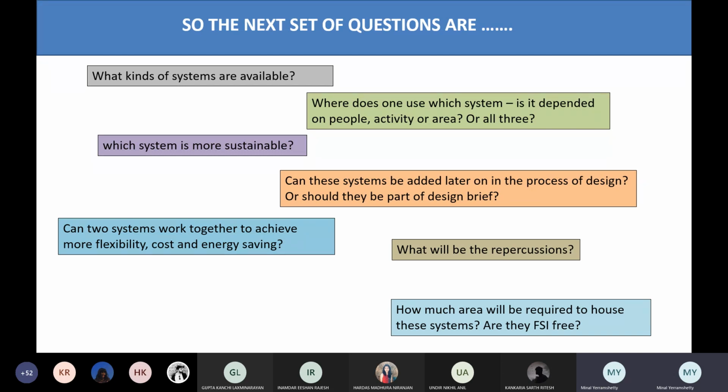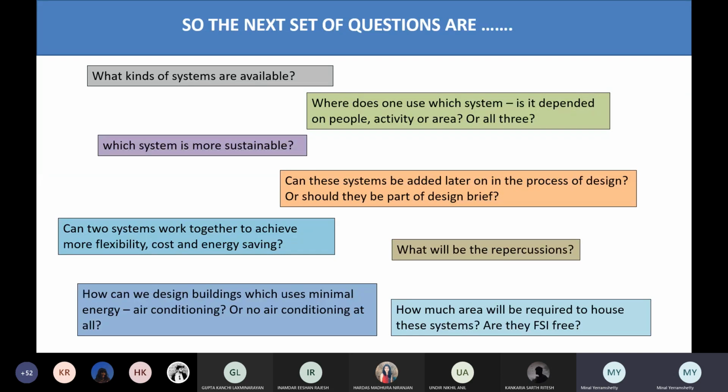And I'll show you the pictures to understand what areas these machines require, okay? Which I also showed you last time. They were pretty huge, okay? Are they FSI free because they are services? Yes, they are FSI free. They're generally kept in a basement.